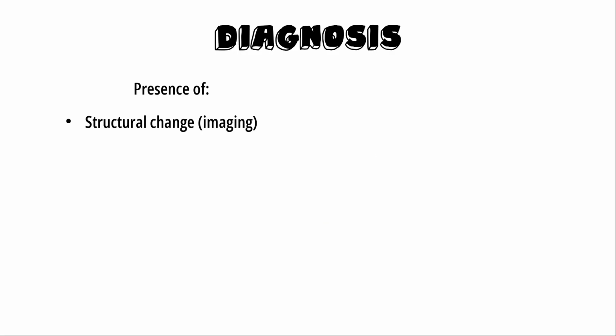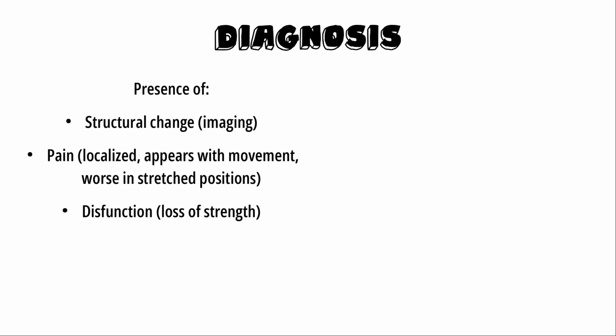So in terms of diagnosis, there are three things we need to keep in mind, and they are the presence of structural change, which is what we talked about before, about those reactive and degenerative portions. There's presence of pain, which is what we are most used to. This kind of pain is localized in the area of the tendon. It usually appears with movement or with contraction of the muscles related to that tendon. And it's usually worse in stretch position, so if we stretch the tendon, it usually hurts even more. And there's also presence of dysfunction, which is a loss of strength.